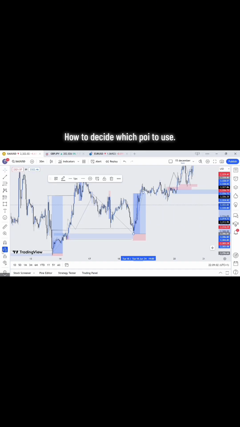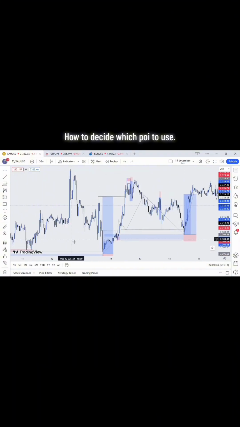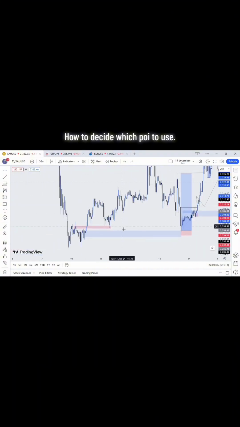But in a case like this here, this is a breaker here, and this is another block below it here. And when price broke out from this structure, this is what price did. It broke out from the structure, made this pullback, and mitigated this breaker block. So this breaker block has been mitigated, and you know that this strategy says you have to pick a point of interest that's yet to be mitigated.